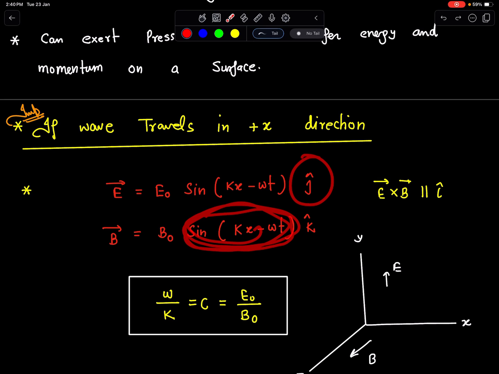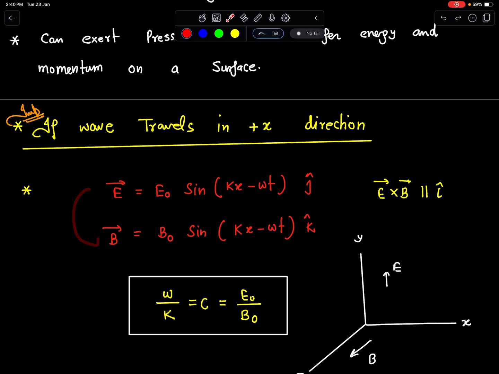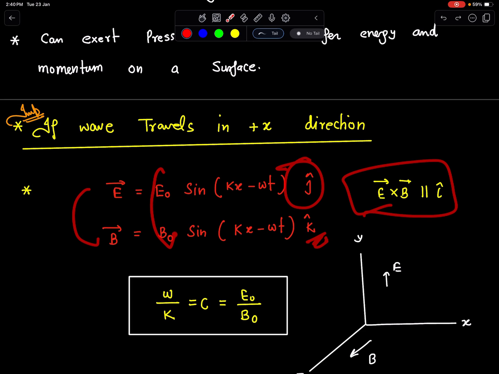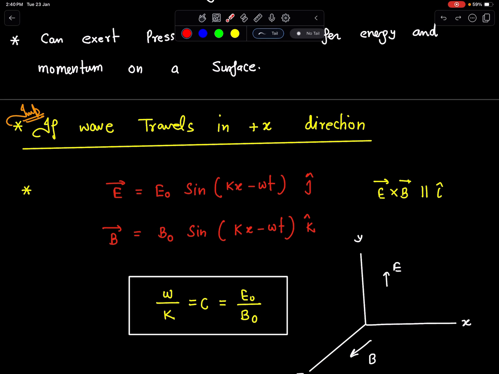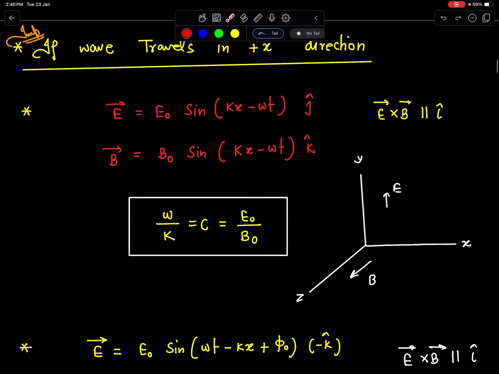Now perpendicular to this, we have to choose the third vector in such a way that E cross B comes in the direction of i cap. So if I'm taking this as j, then it must be in k cap. And this E naught by B naught will have a fixed ratio, which is omega by k, the speed of light in vacuum. So E naught by B naught will always be c. Let's take another form here.